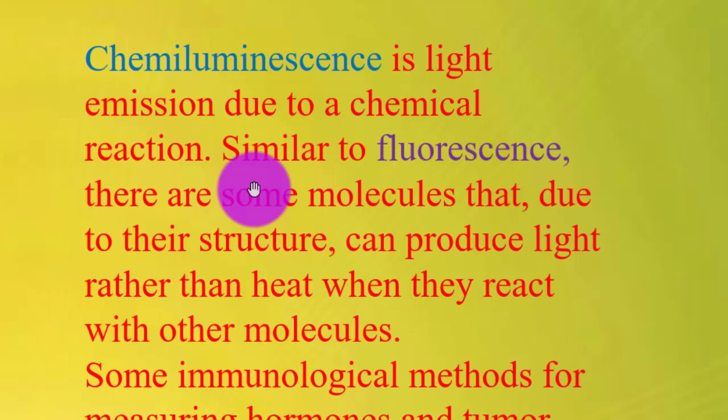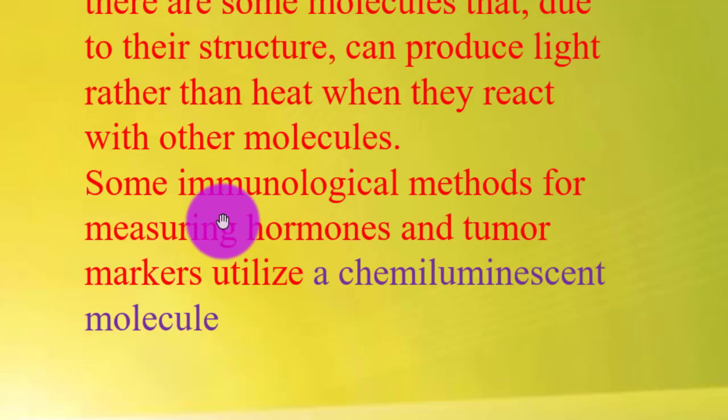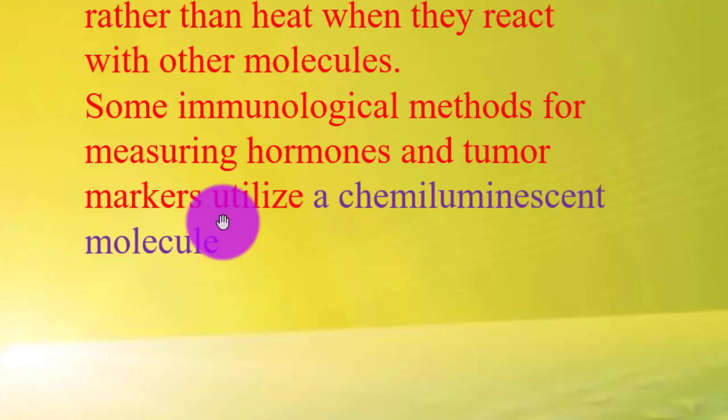Chemiluminescence is light emission due to a chemical reaction. Similar to fluorescence, there are some molecules that, due to their structure, can produce light rather than heat when they react with other molecules. Some immunological methods for measuring hormones and tumor markers utilize a chemiluminescent molecule.